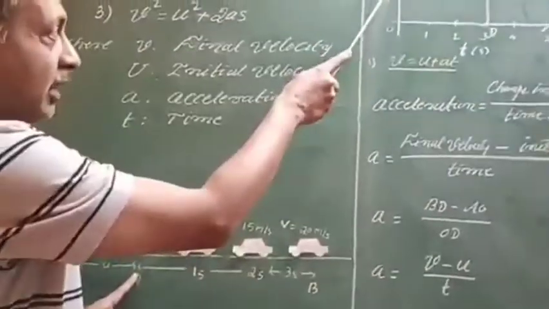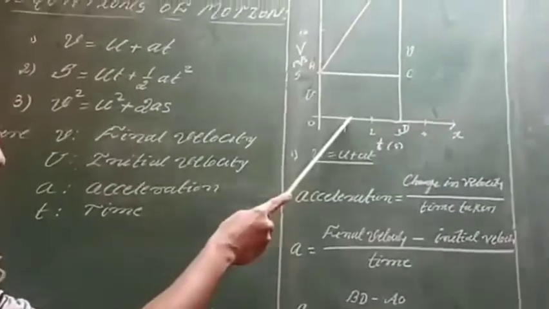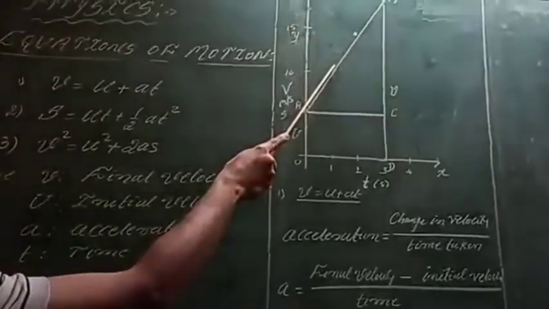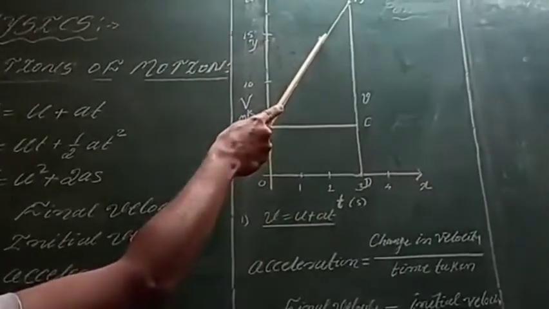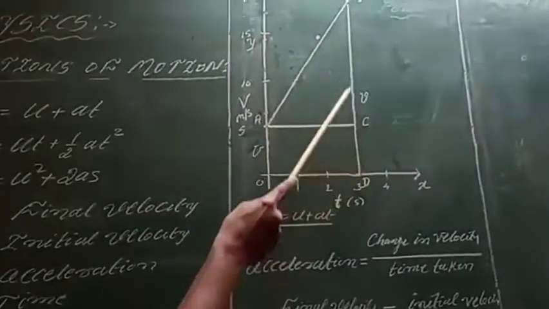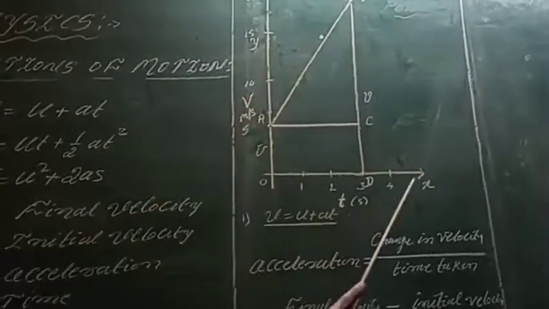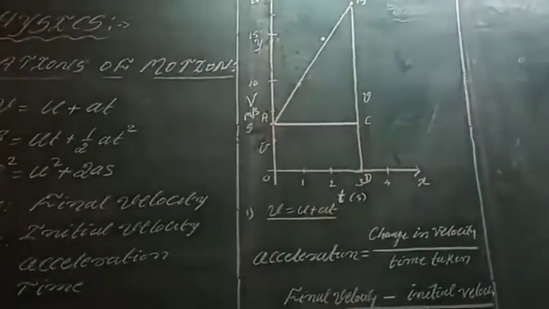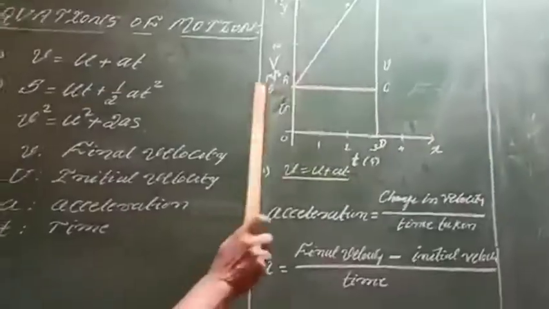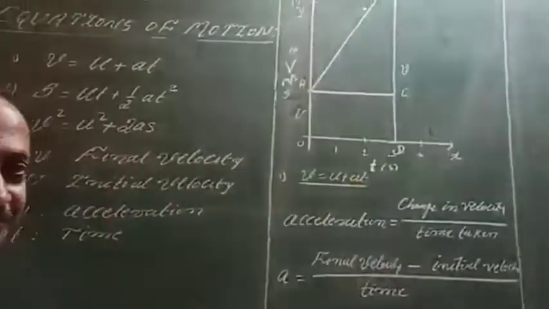From A, after 1 second, it is 10 meters per second. Then after 2 seconds, it reaches 15 meters per second. After 3 seconds, there is 20 meters per second. This is a representation of the VT graph. This particular motion I am representing with the VT graph.